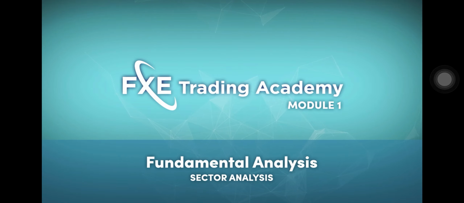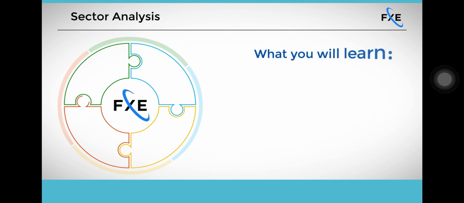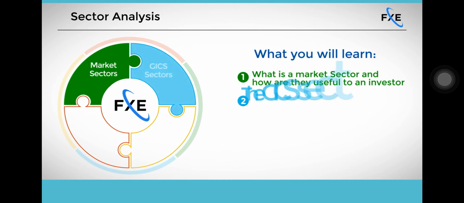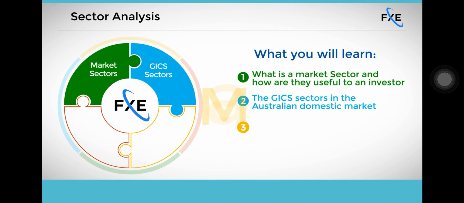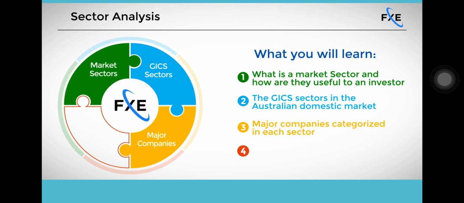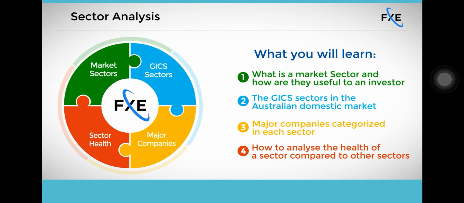We will also identify ways to analyse the health of each sector relative to the other sectors and the general market. In this lesson, you will learn what a market sector is and how they can be useful to an investor. We will learn the GICS sectors in the Australian domestic market. We will look at the major companies that are categorised in each sector. And finally, we will learn how to analyse the health of a sector compared to other sectors.